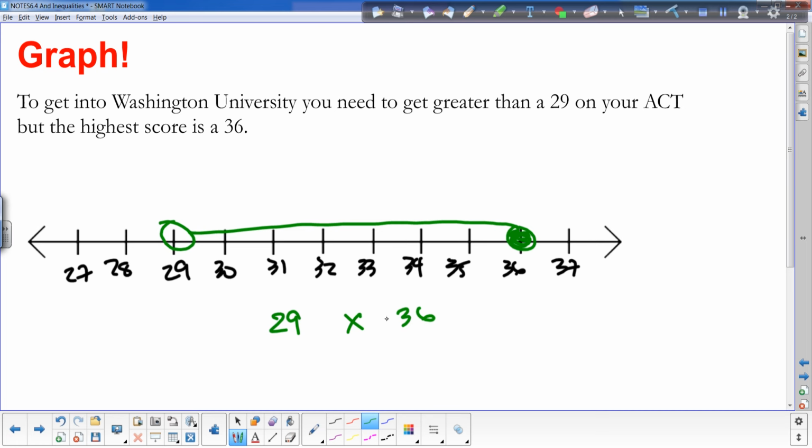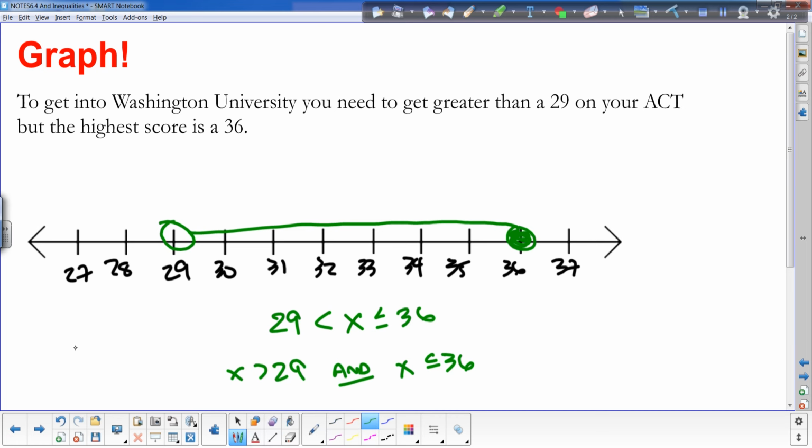But we know the score has to be less than or equal to 36, but it has to be just bigger than 29, it cannot be equal to 29. That is one way to write that graph. Another way to write that graph is X is bigger than 29, and you have to use the word and, X is less than or equal to 36.